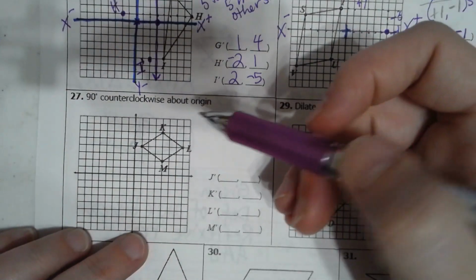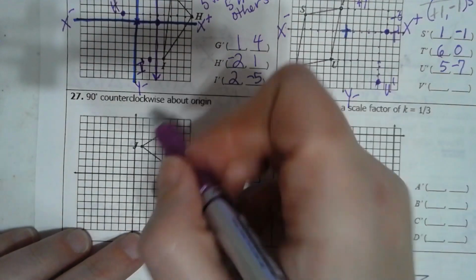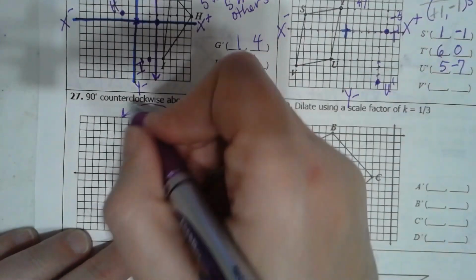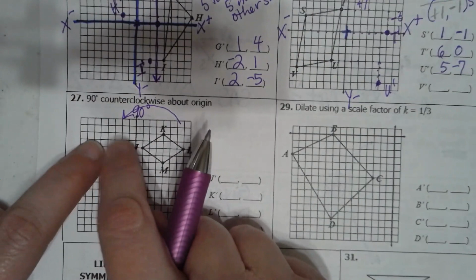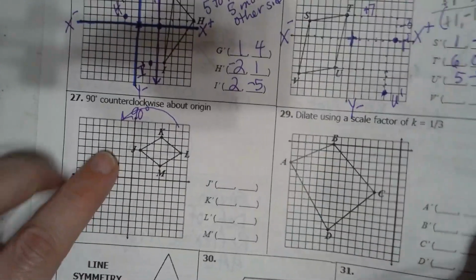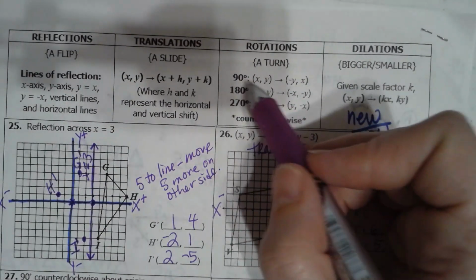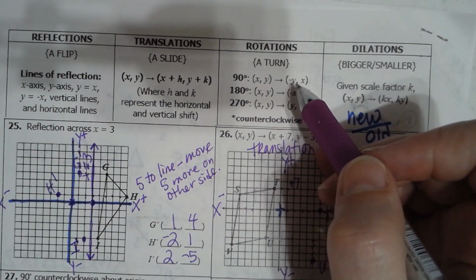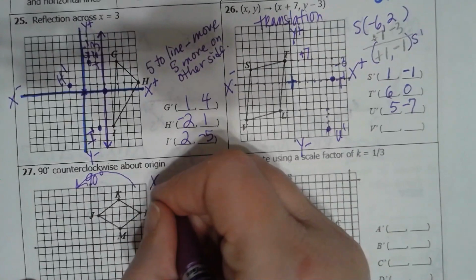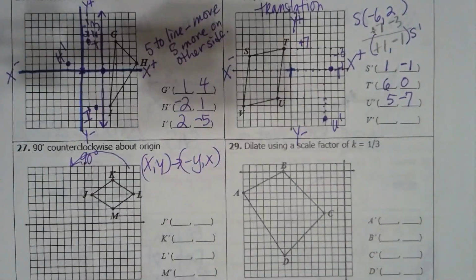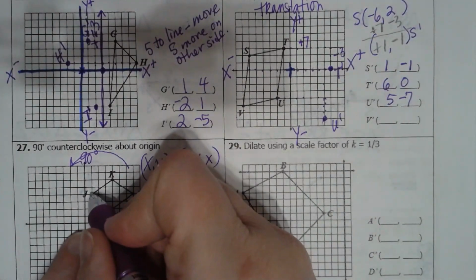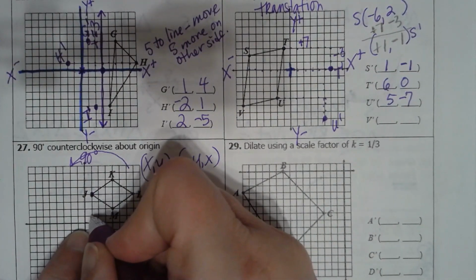Okay. All right. 90 degrees counterclockwise about the origin. So counterclockwise is this way. Remember, every 90-degree turn is going to jump it into one quadrant. So our picture is going to be sitting here in the second quadrant. Okay, we're going to use our rule up here at the top for rotation. It says x comma y becomes negative y comma x. Okay, so let's do J. J was at positive 1, 1, 2, 3, 4.